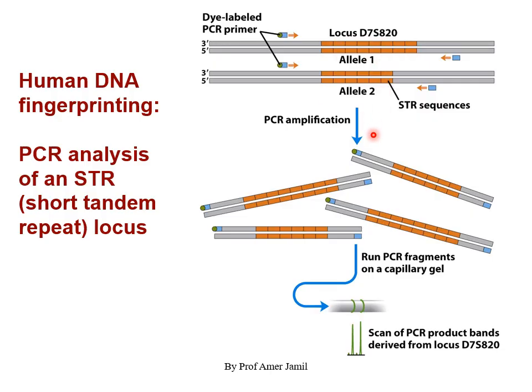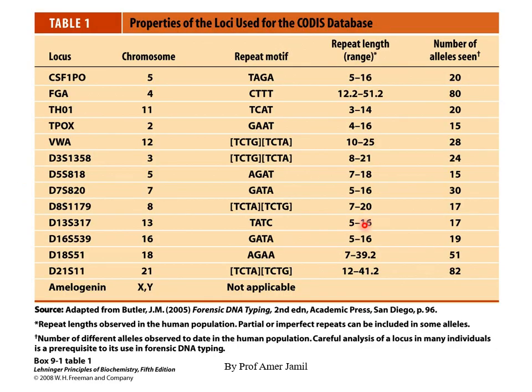When we do the PCR and you run it on the gel, you find different sized fragments for both of these. So this will give a longer fragment and this will give a shorter fragment. So using this basis, these are the 13 loci at different chromosomes, and these are the repeats.